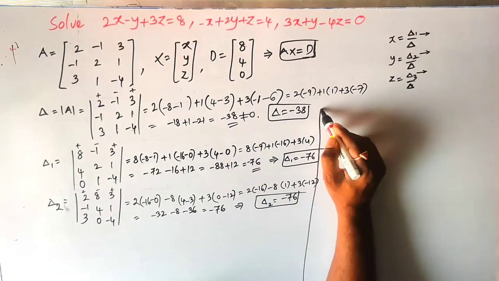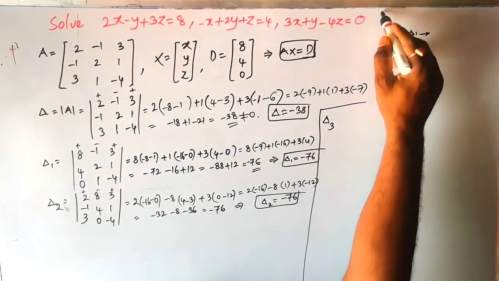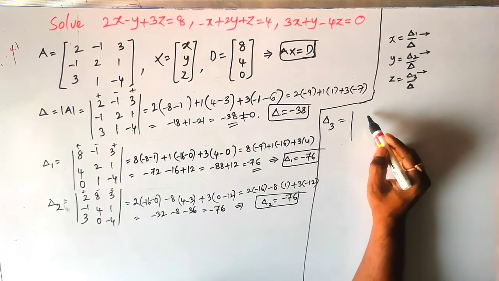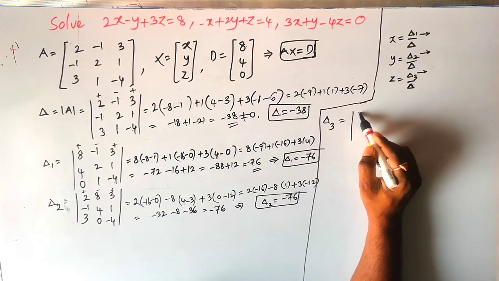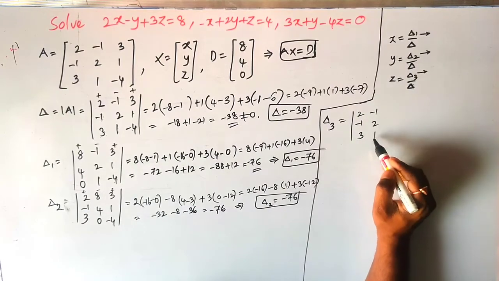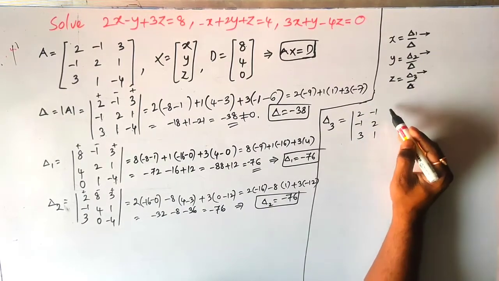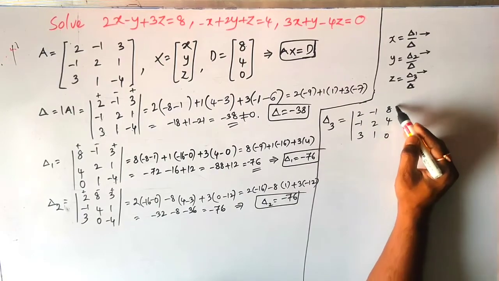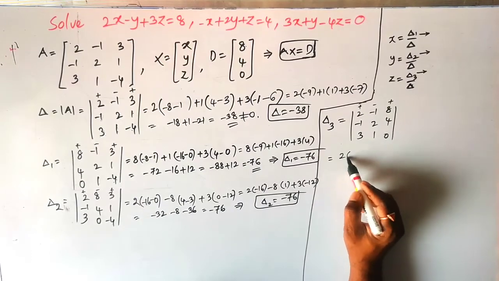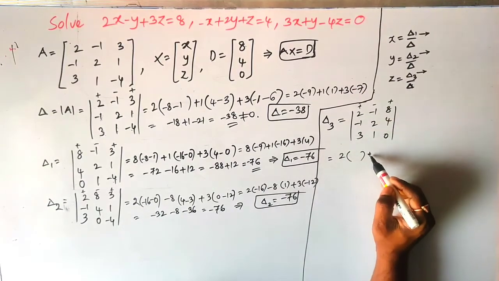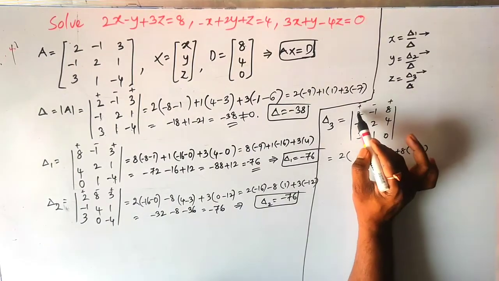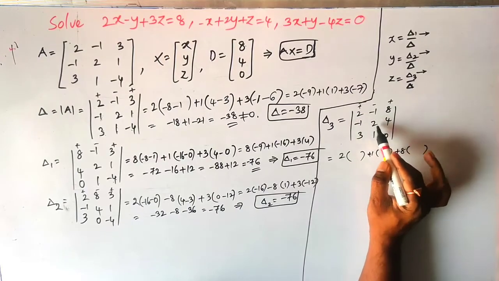Delta 3. See here. Delta 3 we write here, delta 3 is nothing but 2 minus 1, 3, minus 1, 2, 1. First column as it is, second column as it is. Third column replaced by 8 4 0. Plus minus plus. So we get here 2 of minus into minus plus 1 of plus 8 of. So plus 2 is in first row, first column, except that row and that column.